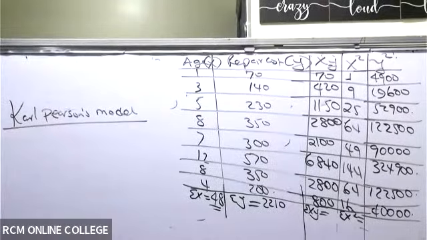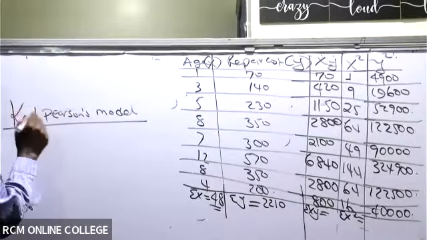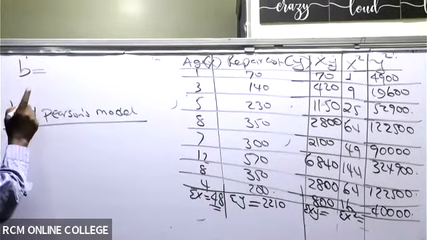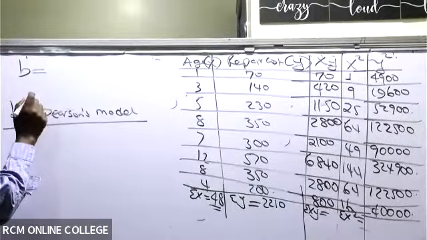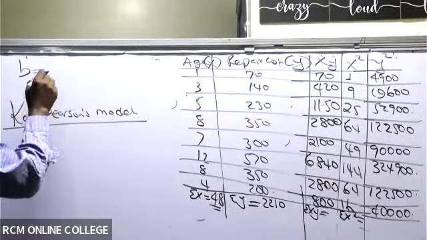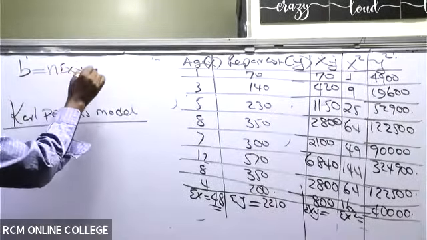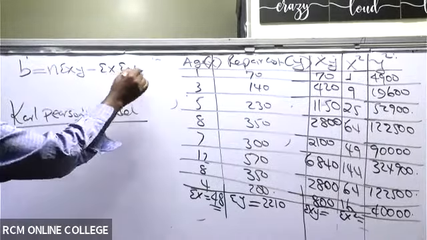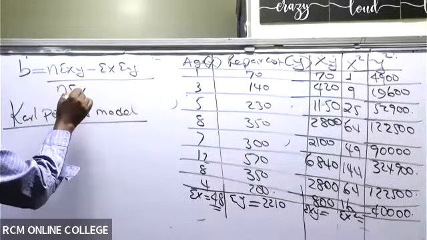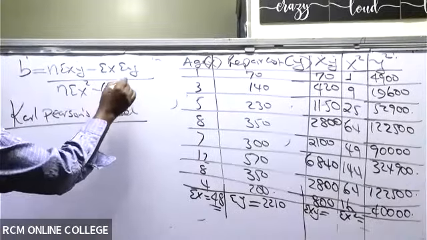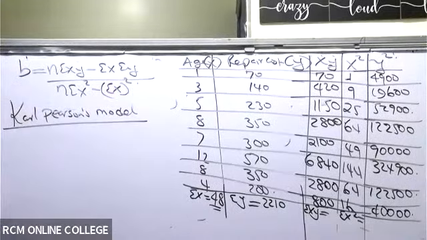The person who taught me this told me that for you to be able to remember the Karl-Pearson's, always start by remembering the formula of b. When you remember the formula of b, then the Karl-Pearson's correlation model will be very easy. To get b, we normally take n summations of xy, minus sum of x, sum of y, all over n sum of x squared minus the sum of x, squared. That is the formula for getting b.